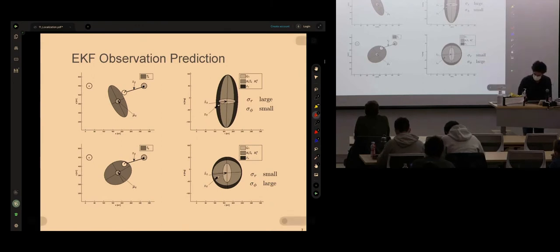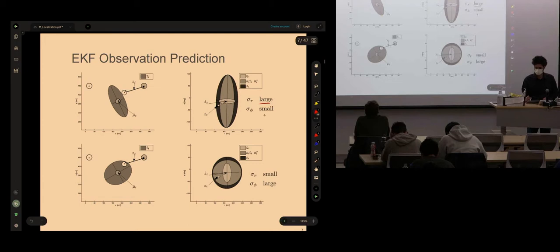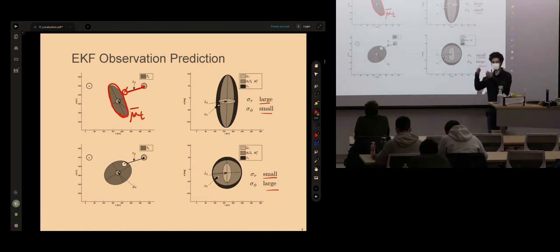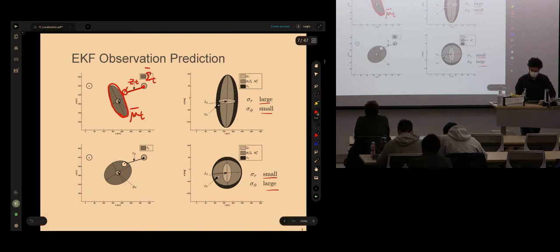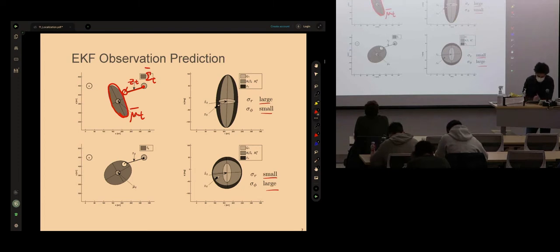Now, when you get observations, there are two cases. One is the range variance is large, bearing is small. The other, the range is small, bearing is small. So we are at the predicted state here with some covariance. This is the real robot. The nice thing about the sensor is that, of course, it's attached to the real robot. So the relative measurements are causal. They match the reality. So we get this measurement Z. This is the predicted covariance. Now when we correct, this is in X, Y, this is in R and bearing.